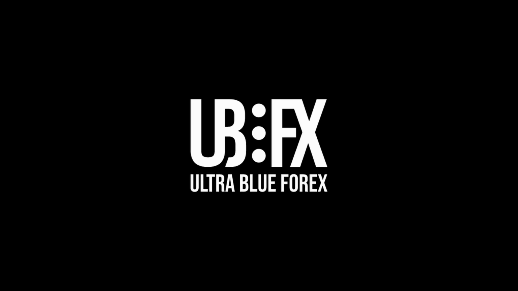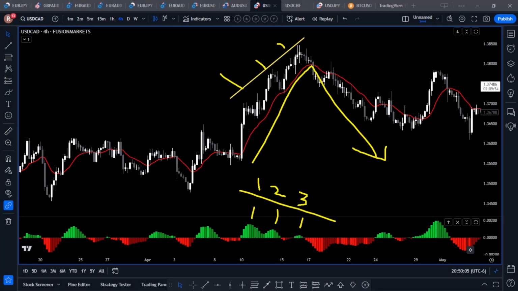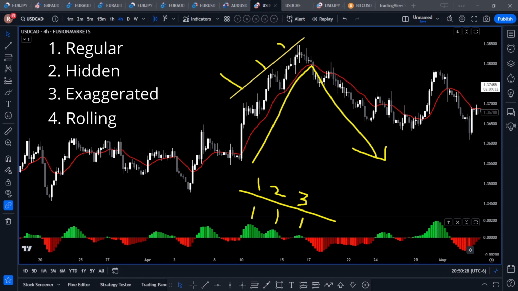So when it comes to divergence, there's 4 different kinds of oscillator divergence. 2 are really popular, 1 not so popular, and 1 that people barely know even exists. So what I want to do is show you all 4 of those. Now I'll go through them real quick. We've got regular, hidden, exaggerated, and rolling divergence.